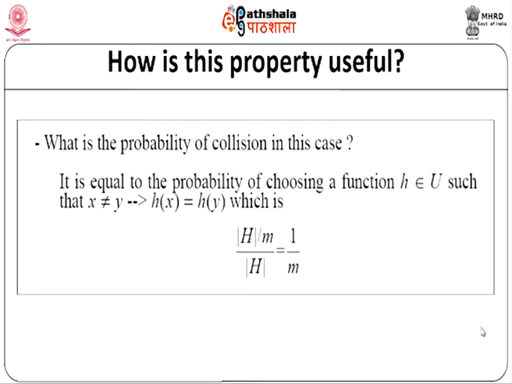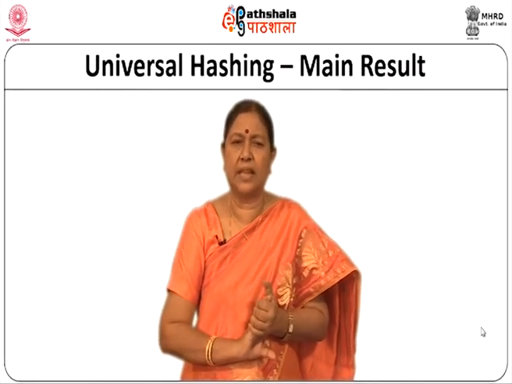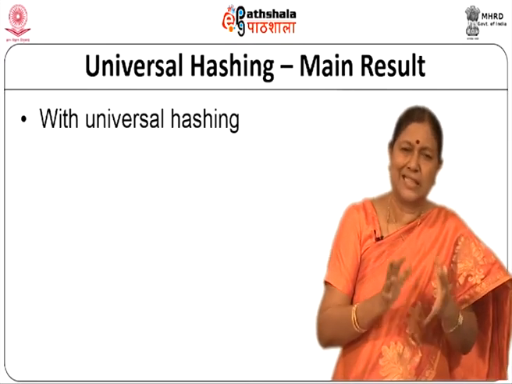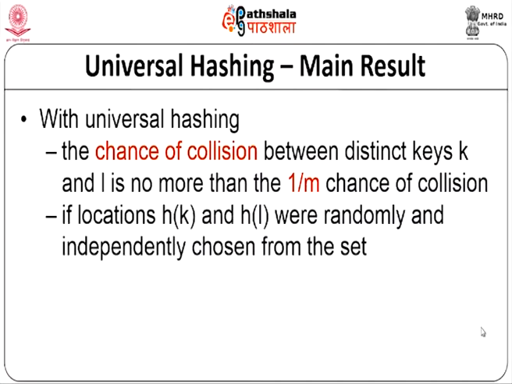So, this property is very useful because the probability of collision is only of the order of 1 by m, and the main result is the chance of collision between distinct keys k and l is no more than 1 by m, if the locations h of k and h of l are randomly and independently chosen from the set.